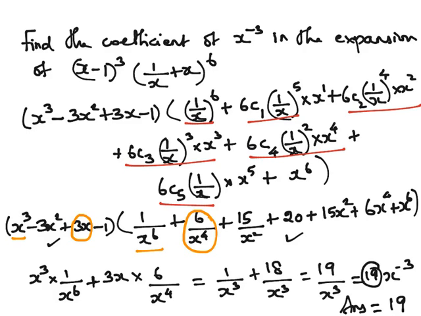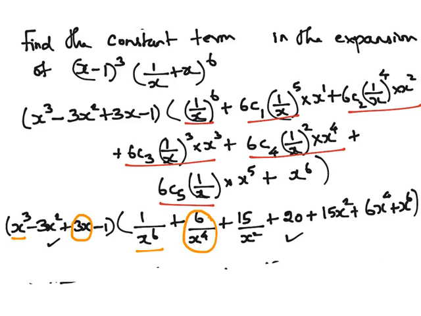What if, let me rephrase the question. What if my question is: find the constant term in the expansion of this. So what do we do? Very simple. Let me erase this part. Now if I need to get a constant term, for example, if I multiply this minus 3x squared with 15 by x squared, I will get a constant term. So minus 3x squared multiplied with 15 by x squared. Okay, that is one way.